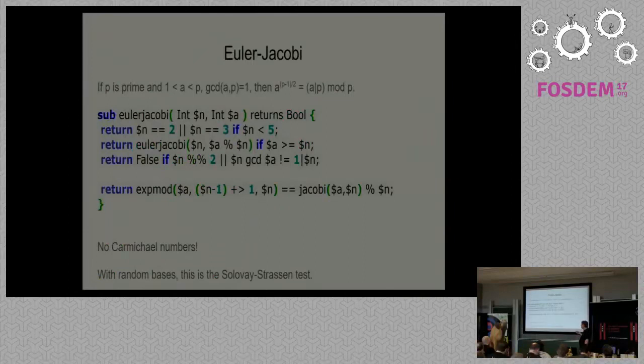So once we have that, very simple Euler-Jacobi in Perl 6. We mod n because we're going to get back a 1 or minus 1, so this is a simple way to do it. And all of a sudden our Carmichael numbers go away. If you run random A values on this test, it turns out that no more than half of the A values are going to work for any composite. So Solovay and Strassen made this a primality test. You've probably heard of the Miller-Rabin test. This came first.